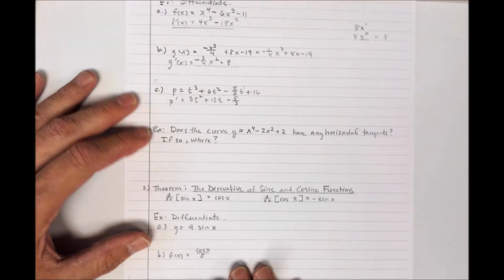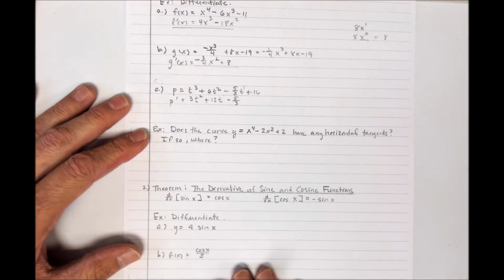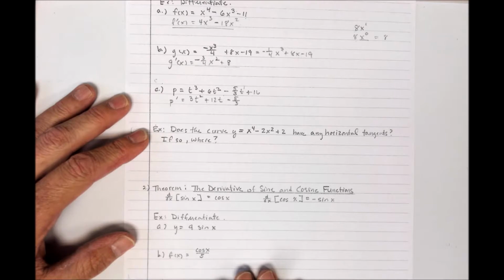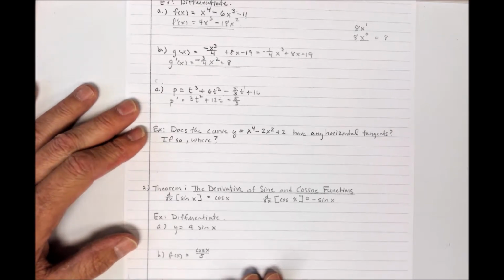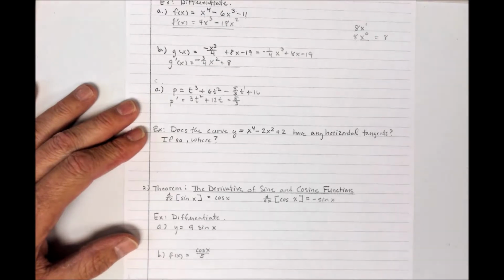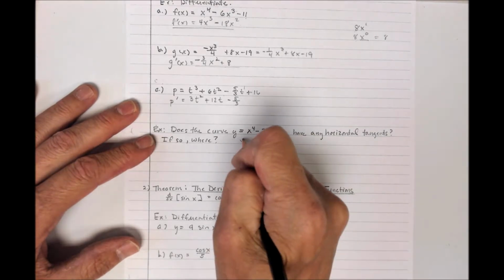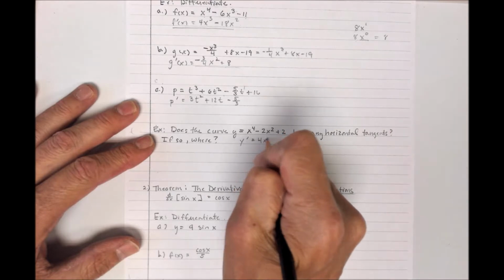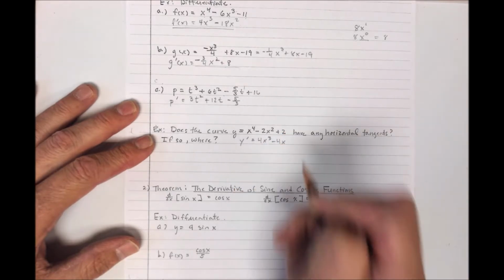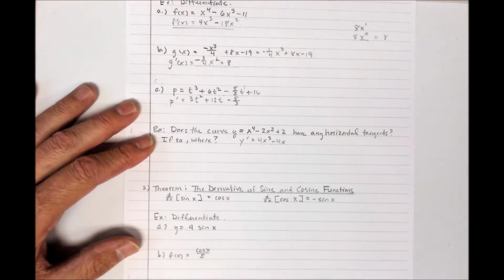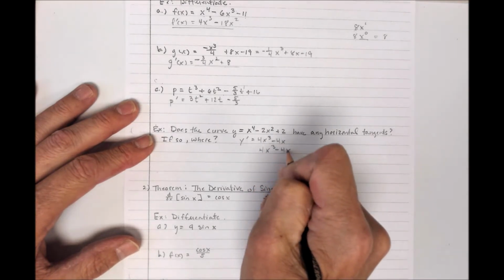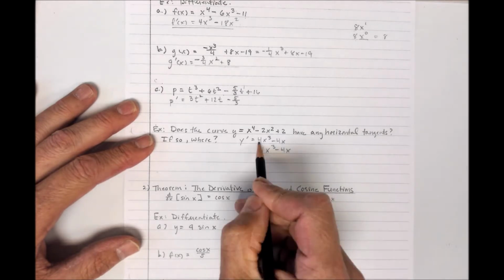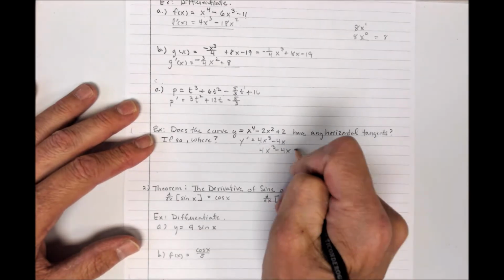Now in the next example it says, does the curve y equal x to the fourth minus 2x to the second plus 2 have any horizontal tangents, and if so, where? It doesn't say what they are, it just wants to know where they are. Well, first thing I'm going to do is take the derivative. That would be 4x to the third minus 4x to the first plus 0. And I'm going to set my derivative, 4x to the third minus 4x, equal to 0. If I have a horizontal tangent, that means the slope, which would be the derivative, is equal to 0.